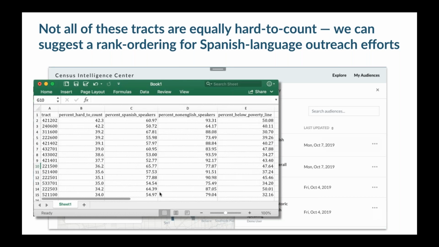And one thing I wanted to point out here is that, oftentimes, resources are really limited, and it's really difficult to have enough people to go and engage with people in all of these tracts. And deciding on how much resources to put in different places and where to go first is a really difficult and complicated question. But one way you could do that is by prioritizing the ones that have the highest share of hard to count people first. So one way you could look at this data is by ordering it by how hard to count each tract is, which is what we've done here.